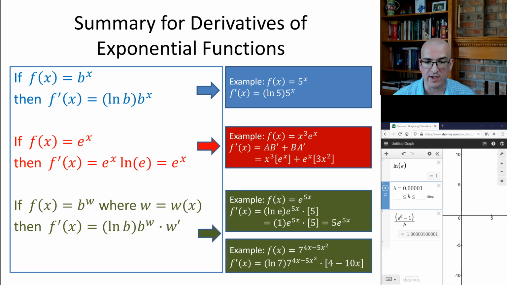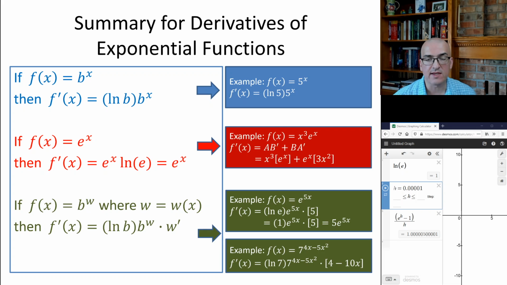So as a summary of the different derivative rules, we have a derivative rule for b to the power of x. Derivative of b to the x is b to the x multiplied by the ln of b. And here I have the formula with the ln b in front, and again, it doesn't matter. Order of multiplication, it makes no difference where you put that. And there's an example on the right-hand side with a particular value of the base.